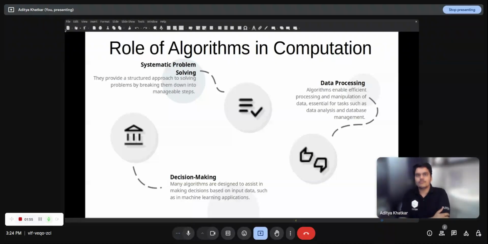So, what is the role of algorithms in computation? The role of algorithms in computation is that they help in systematic problem solving, data processing, and decision making. They provide a structured approach to solving problems by breaking them into manageable steps. Algorithms enable efficient processing and manipulation of data, essential for tasks such as data analysis and database management. Many algorithms are designed to assist in making decisions based on input data, such as machine learning applications.